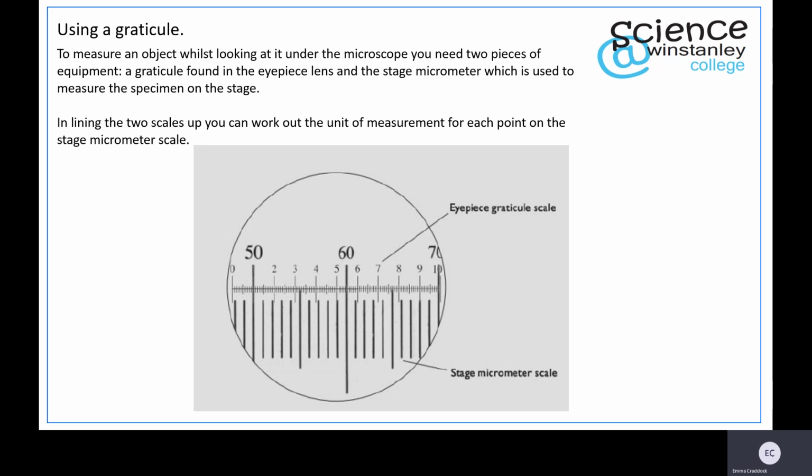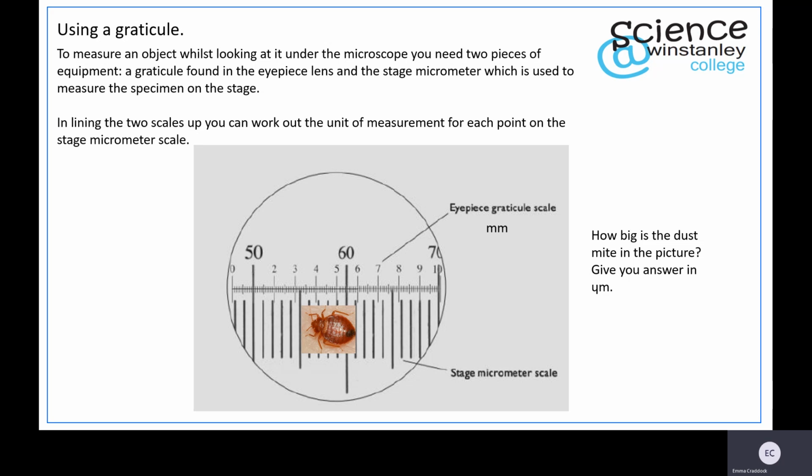You need to use the graticule to calibrate this, which means you need to work out the length of each interval. So you know that your eyepiece graticule scale in this case is in millimeters. You look between your 1 millimeter line and you can see between 5 and 6 that 2 intervals are equal to 1 millimeter. So therefore, one interval must be equal to 0.5 millimeters. So you've worked out that between each line on your stage micrometer is 0.5 millimeters.